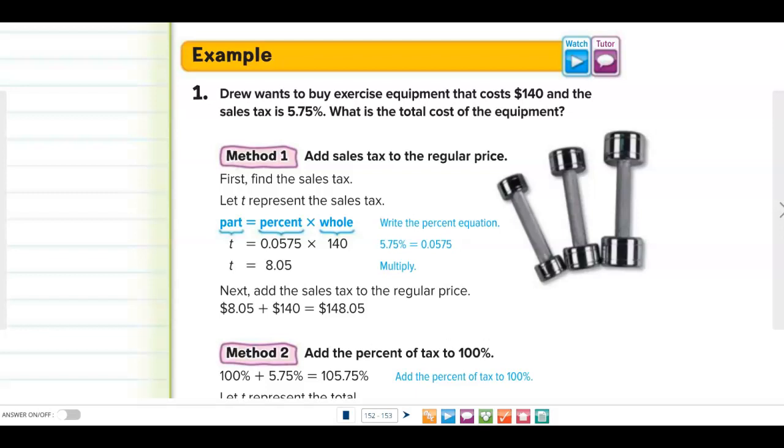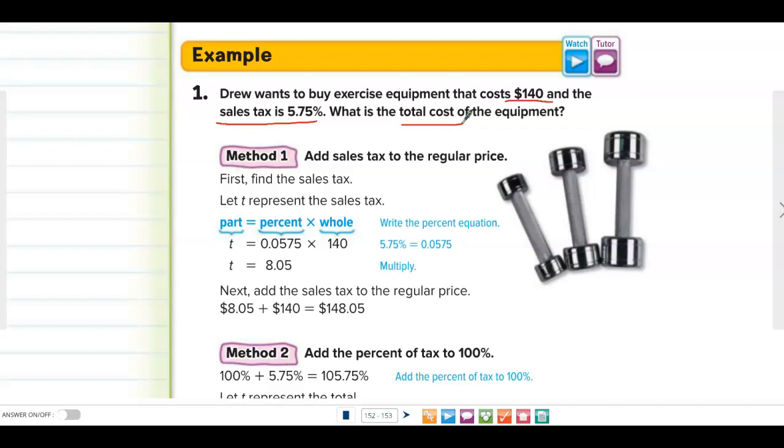That the equipment costs $140. Good, and? That the sales tax is 5.75%, and we need to figure out the total cost, right? Yeah. Okay, AJ, do you want me to do it method 1 or method 2? Do method 2.